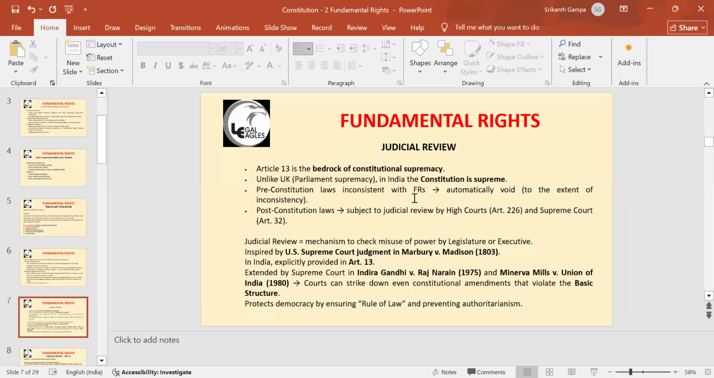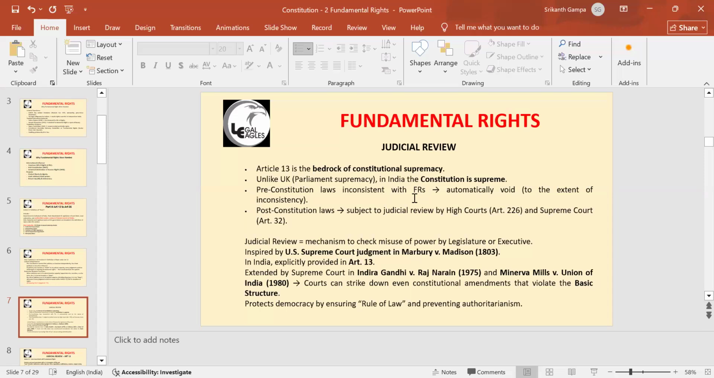Judicial review is the mechanism to check the misuse of power by the legislature or executive, because they have the power to make laws and to enact. Misuse should not be done where the rights of individual citizens are affected. These rights should be protected at any cost. So the judiciary is given power to review every act. If it is affecting the fundamental rights of citizens of India, then they will stop that act from becoming a law.